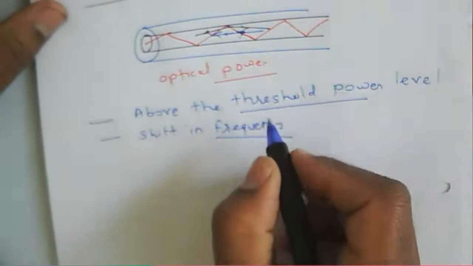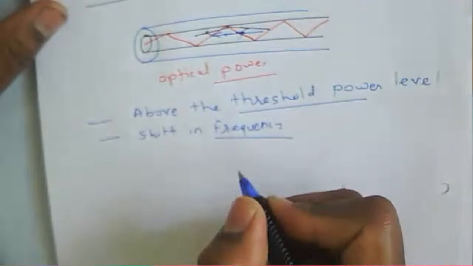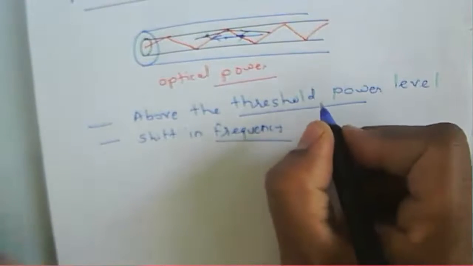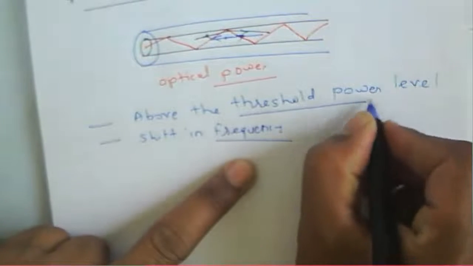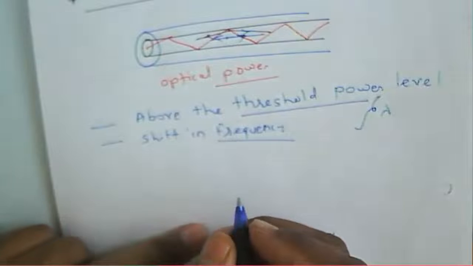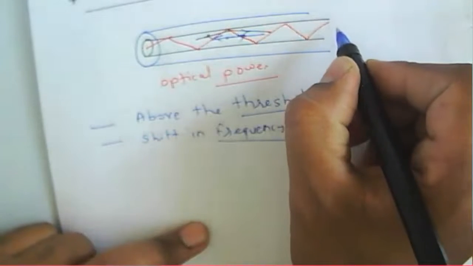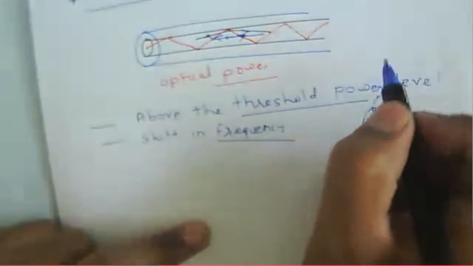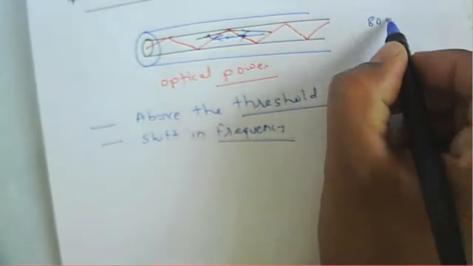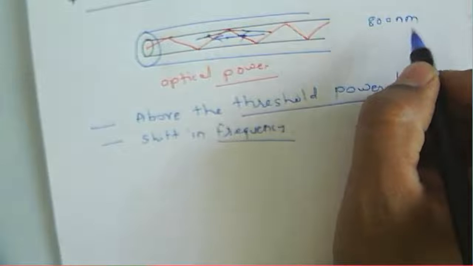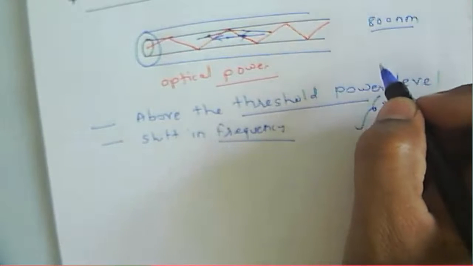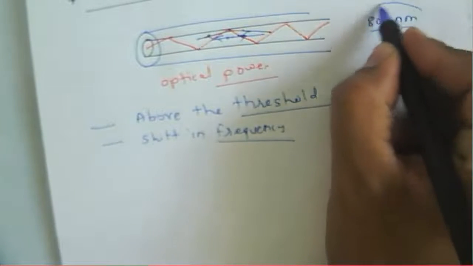So we should know at what particular wavelength a fiber is operating, because everything occurs at a particular wavelength. Suppose I say that the fiber will operate at 800 nanometers, and above that 800 nanometers a scattering may occur. That scattering is a non-linear scattering due to the threshold power. So, linear scattering and non-linear scattering.